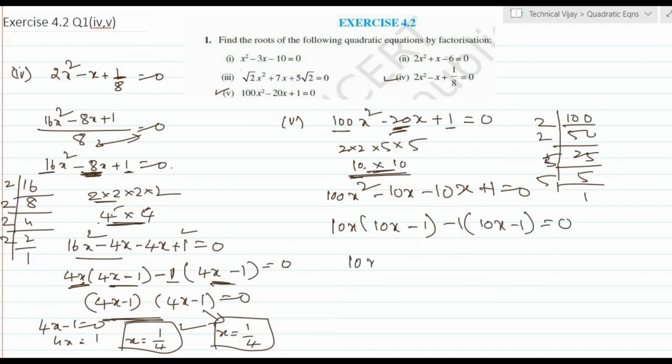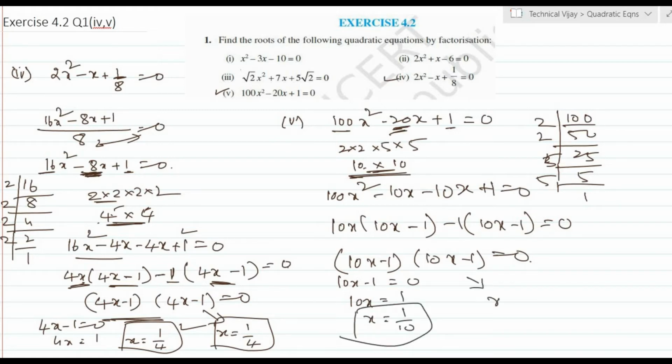So here also same, 10x minus 1, and one more is 10x minus 1. Both are equal to 0. So each factor will be equated to 0. 10x minus 1 equal to 0. So 10x is equal to 1, x is equal to 1 by 10. So this is one of the roots, and this is also x is equal to 1 by 10, because it is same as this one only. So here these are the roots of these quadratic equations. Okay, we will go for the next one.